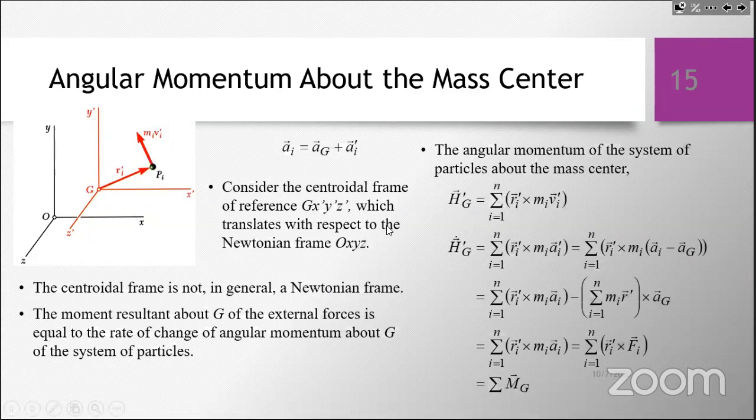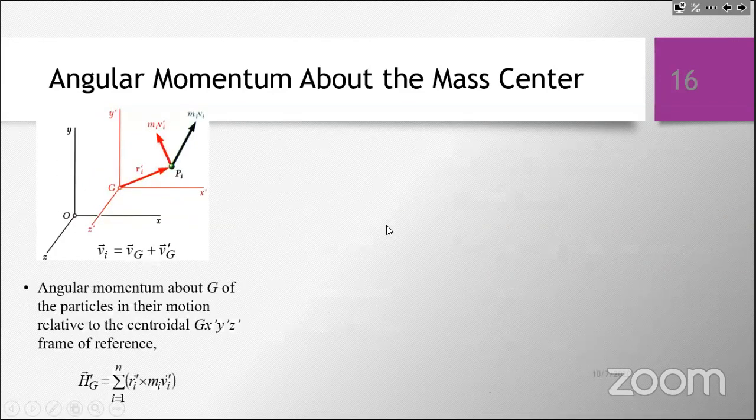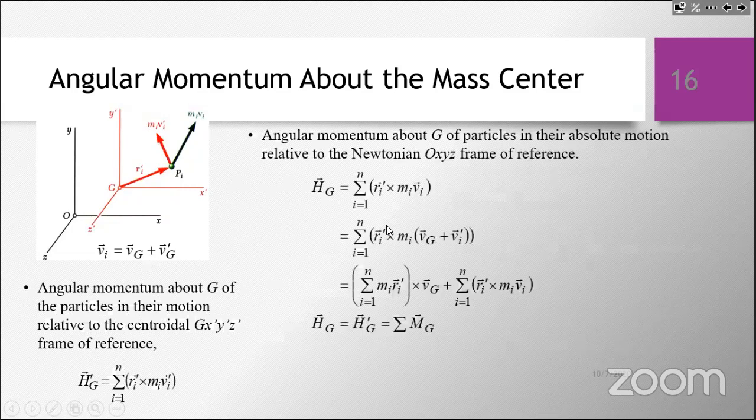The moment resultant about G of the external forces is equal to the rate of change of the angular momentum. All right. So we can write our angular momentum about the centroidal reference frame, or about the centroid, as this, right? And again, this is the most general case. And we can keep going, right? Because this is even better than the last solution.